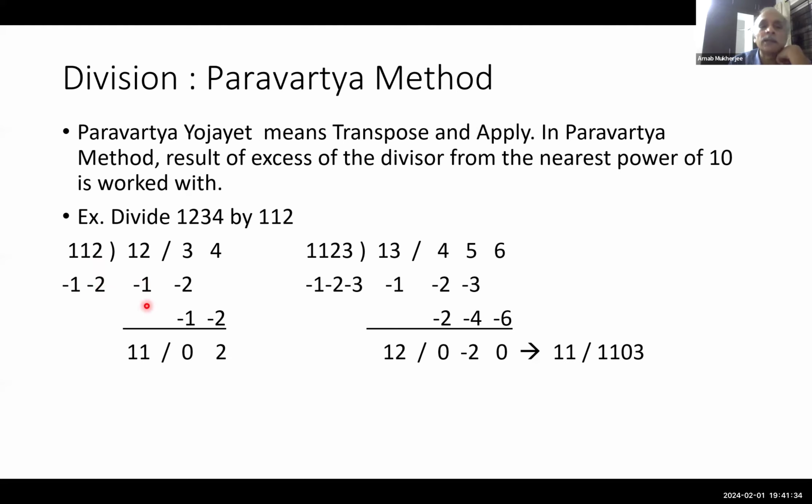Now work in exactly the same way, but with negative. 1 into -1, -2 becomes -1, -2. 2 minus 1 is 1. And again 1 into -1, -2 is -1, -2. And 4 minus 2 is 2. 3 minus 2 minus 1 is 0. And 12 minus 1 is 11. So 11 is my quotient and 2 is the remainder.